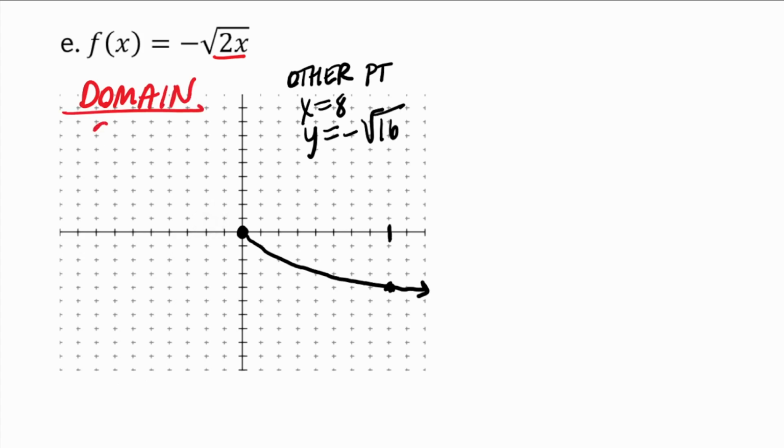Okay, for the domain, let's solve for that. I'm going to say, okay, the thing on the inside of the square root needs to be greater than or equal to 0. So that's going to happen when x is greater than or equal to 0, and okay, we're seeing that right here. That does make sense.